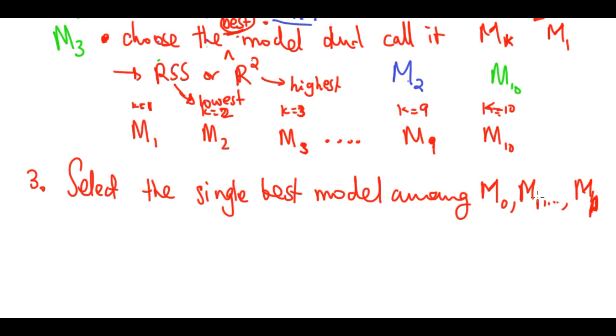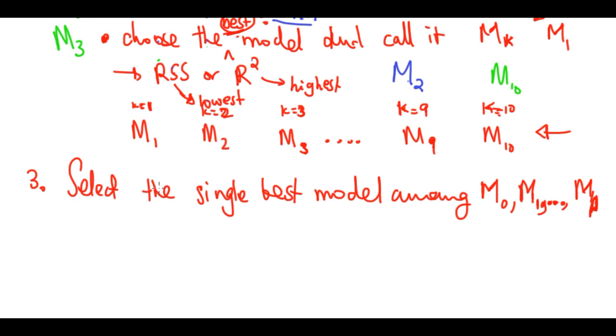So we are going to choose the single best one now. Right? Which one is going to be the best of the best? Because these models here, they are the best for each k. For their k, they are the best. For their k, they are the best. But now on step number 3, we are going to choose the best of the best model. Right? How do you do that?